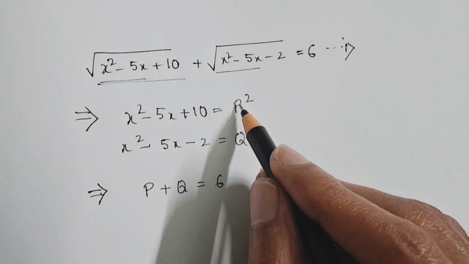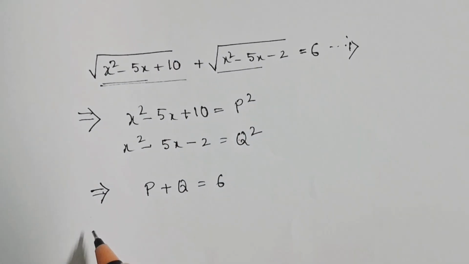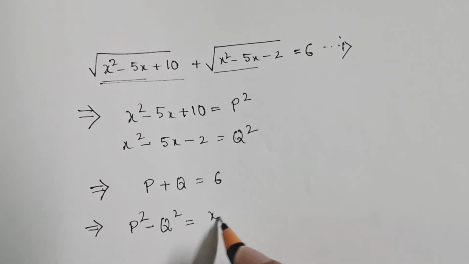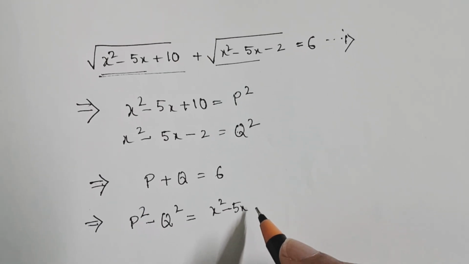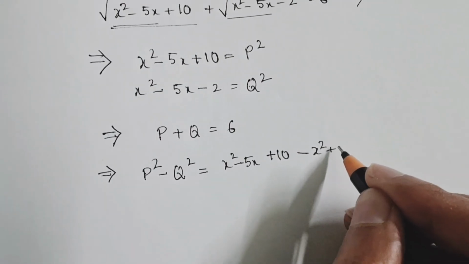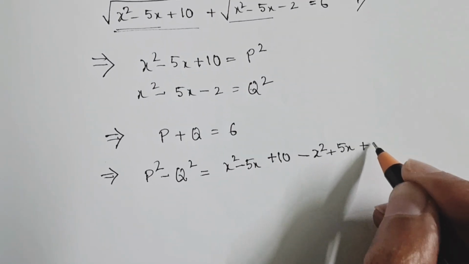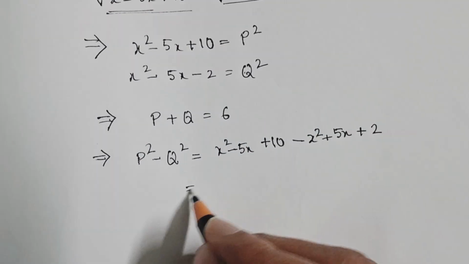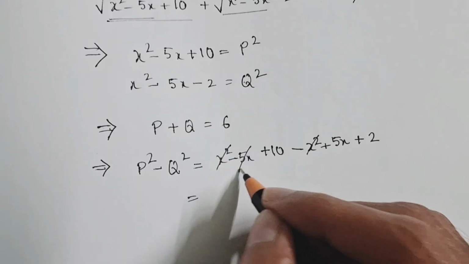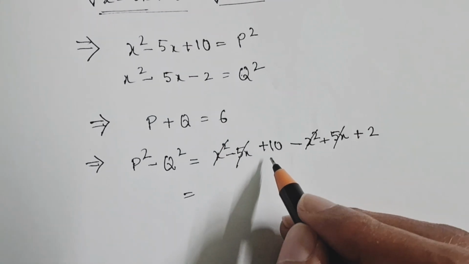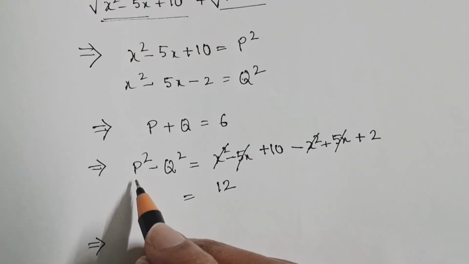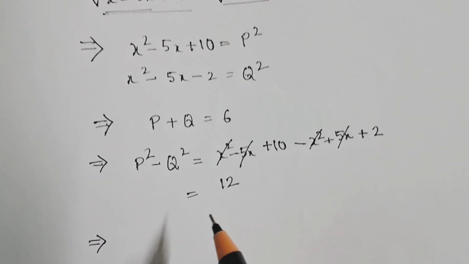Now if we subtract these two, what do we get? We get p square minus q square, this is equal to x square minus 5x plus 10 minus x square plus 5x plus 2, right? So we have x square cancel out, 5x and 5x cancel out. So we have 10 plus 2, that is equal to 12. Now here we have p square minus q square equal to 12.